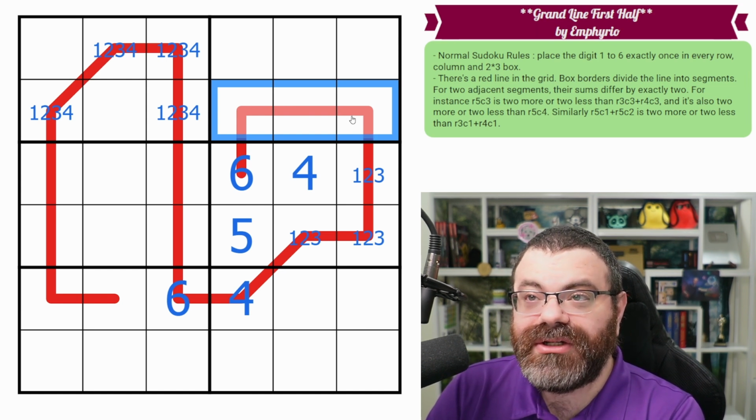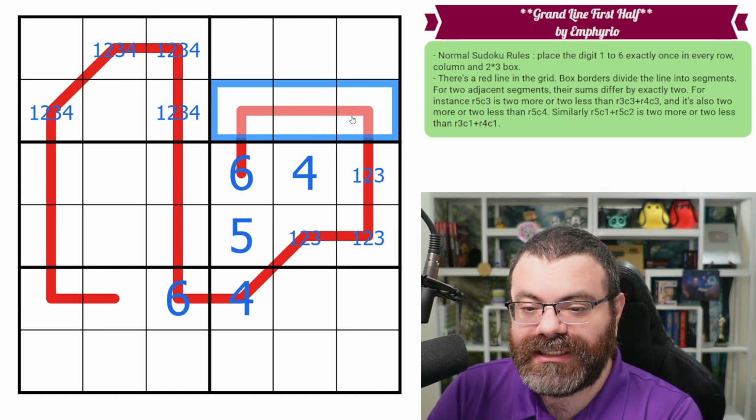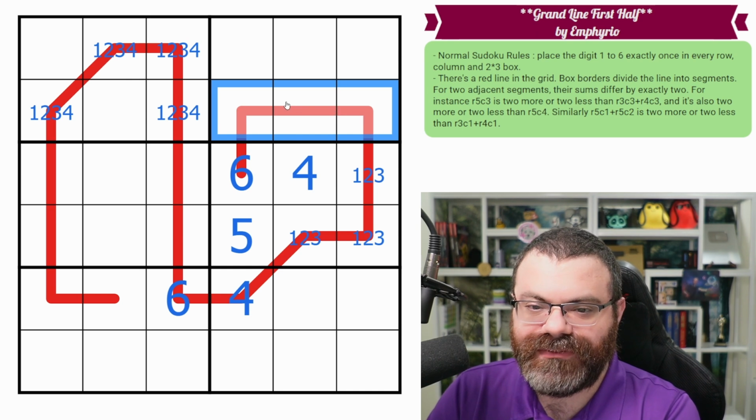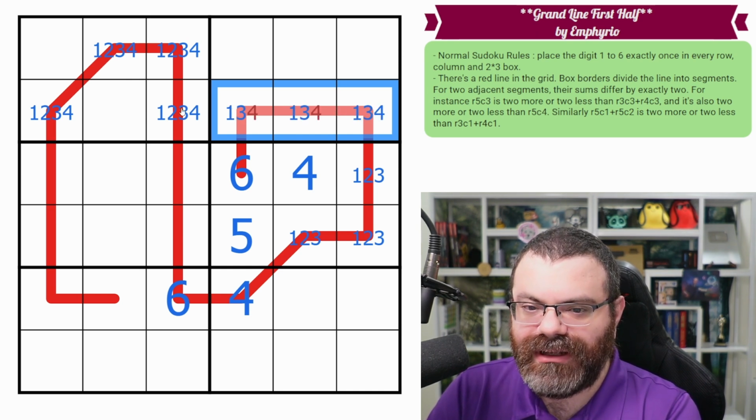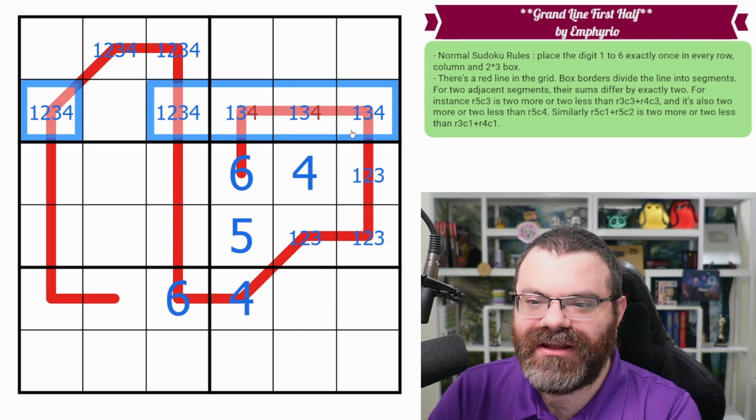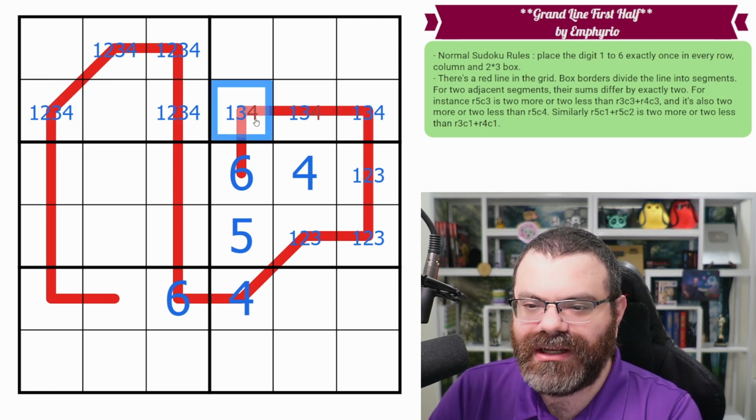So 8 could be 1, 2, 5. That's a possibility. Or 1, 3, 4. Okay, so 1, 3, 4 has an issue, right? If this was 1, 3, 4, adding to 8, then we would have 5 cells that all want to be from 1, 2, 3, 4. Where would we put the 5 and the 6? Both here? Not going to work.